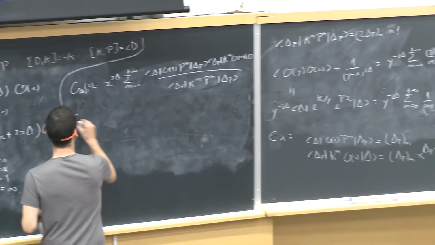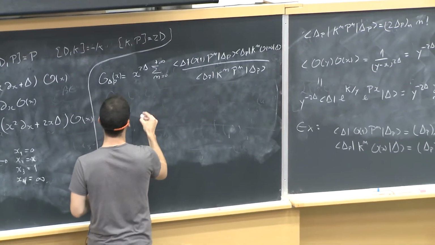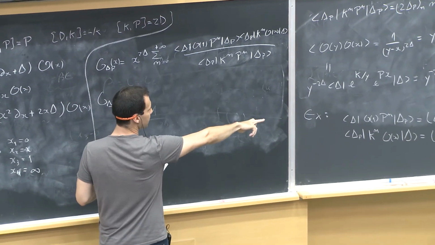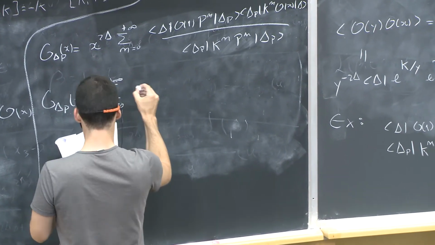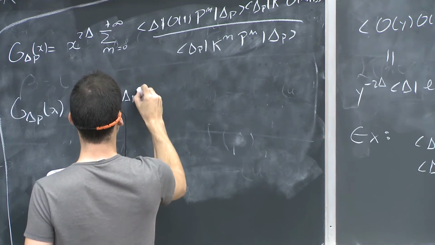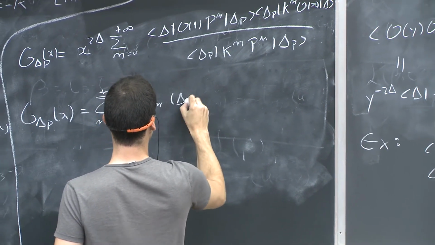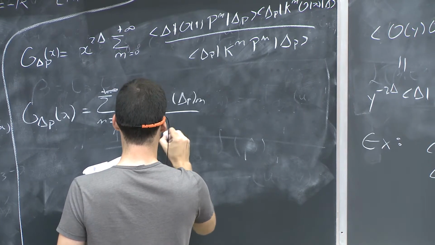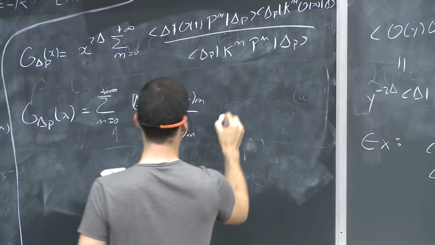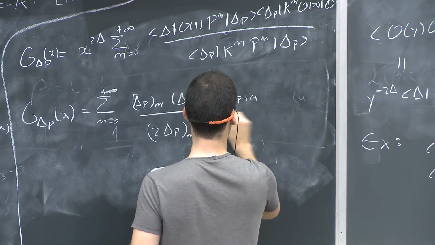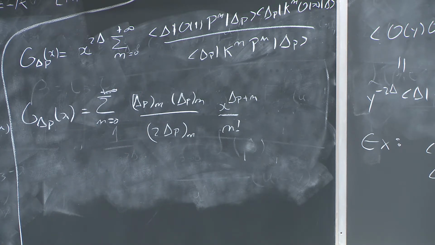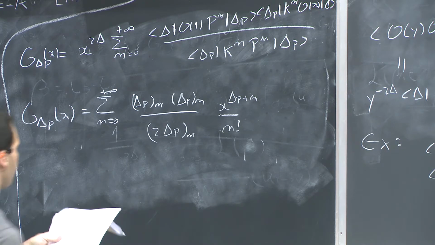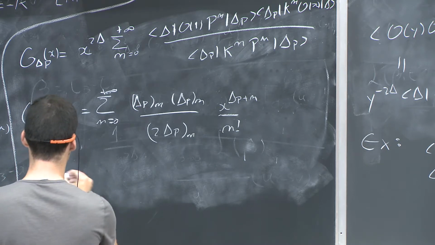And so we have everything we need. So the conformal block, this x to the 2 delta will cancel with that one. And so we get a sum of delta P n, delta P n, over 2 delta P n, times x to the delta P plus n. You get this infinite sum involving Pochhammer symbols. And if you like CFTs, you have to learn how to love these sums and learn how to love hypergeometric functions.